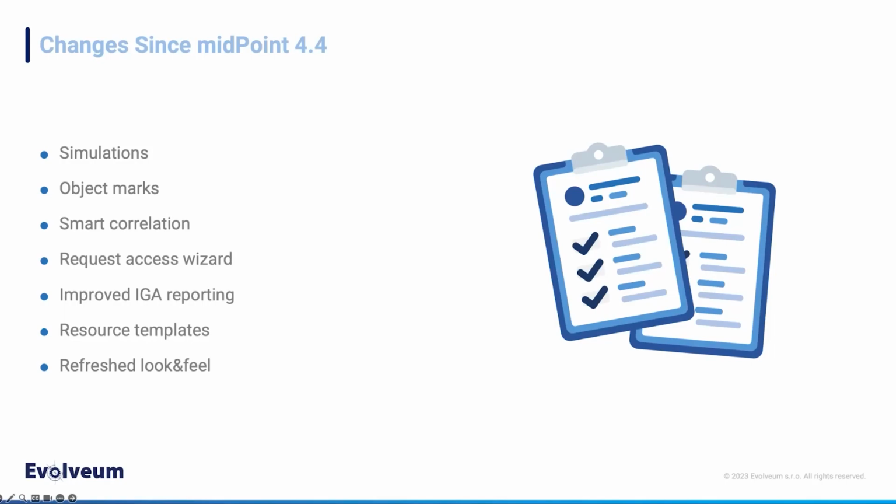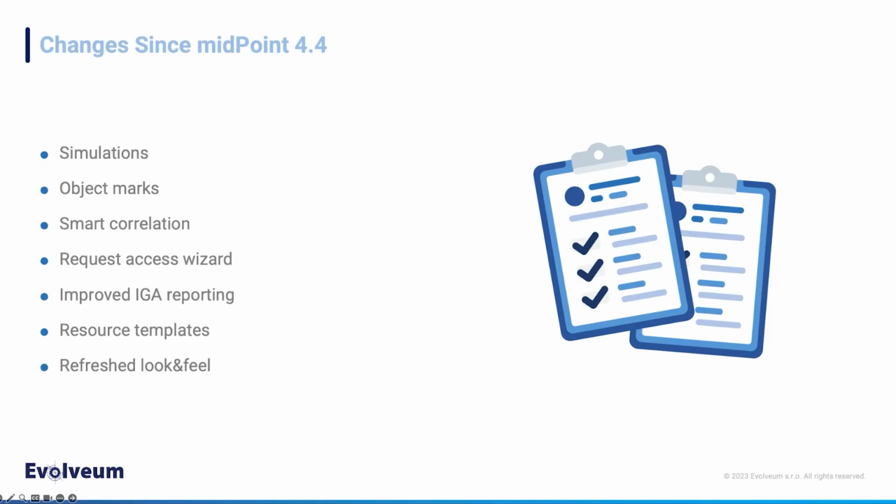New access request wizard was introduced with the aim to improve user experience, provide more configuration options, how to adjust the flow to the needs of the company. IGA reporting was improved as well. For example, the report who has access to what and why.